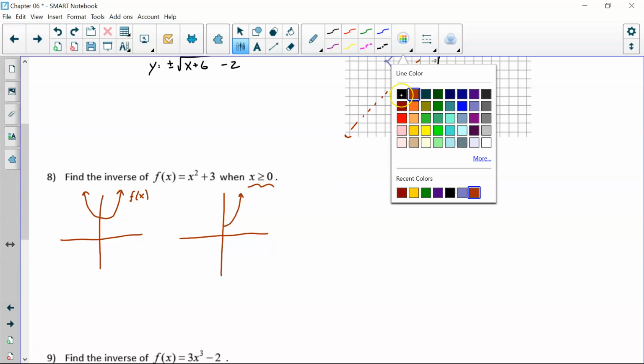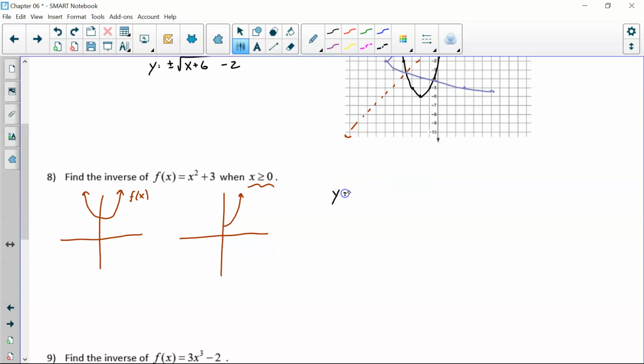So to find that, we're going to replace f of x with y. So y equals x squared plus 3. Subtract 3 from both sides. y minus 3 equals x squared, and then take the square root of both sides. So x equals, I forgot to switch them. Got ahead of myself. So x equals y squared plus 3. Then you subtract 3. x minus 3 equals y squared. Take the square root of both sides, so y equals plus or minus the square root of x minus 3.